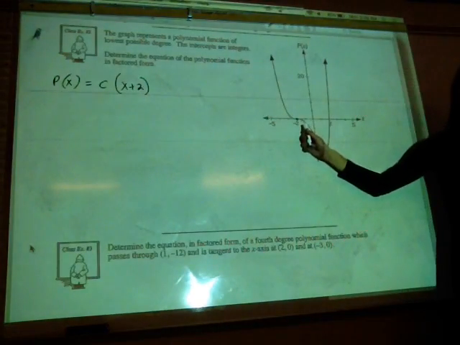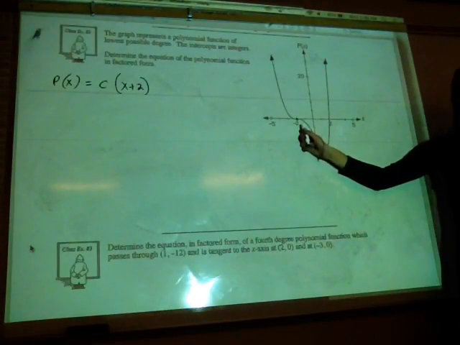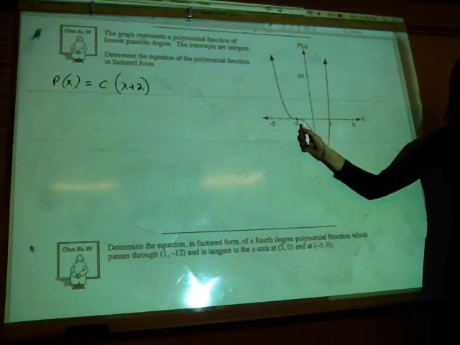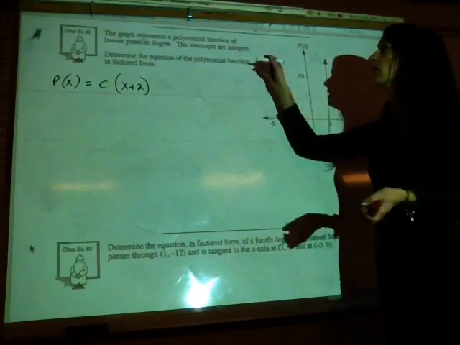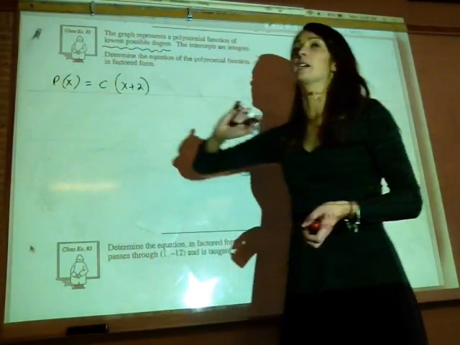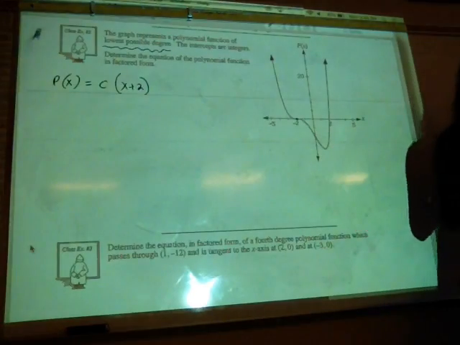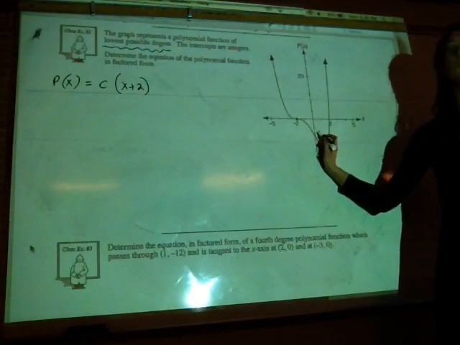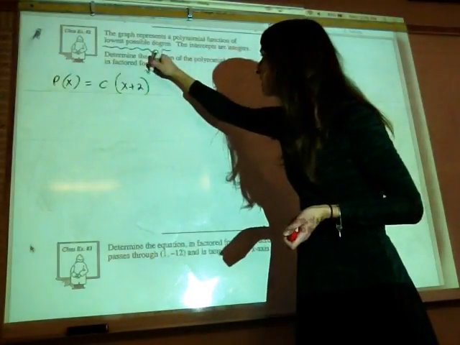Now we just had a whole lesson on multiplicities. This is a point of inflection, so that can be 3, 5, 7, 9, anything odd. But they're telling us that this polynomial will be of the lowest possible degree, which means we pick the lowest multiplicity. So point of inflection, the lowest multiplicity would be 3. So in this factor, we put a 3.